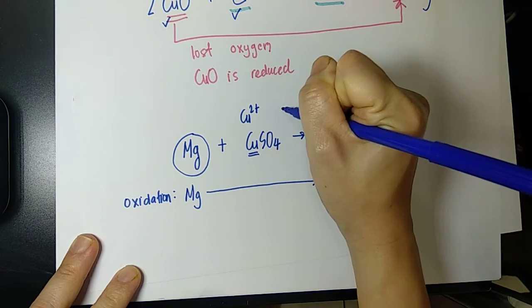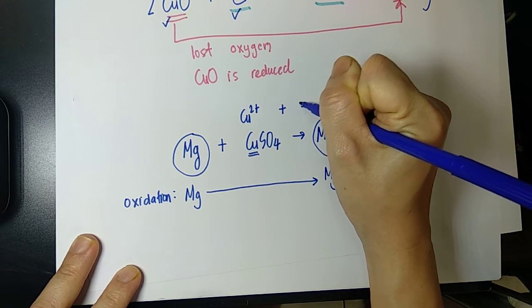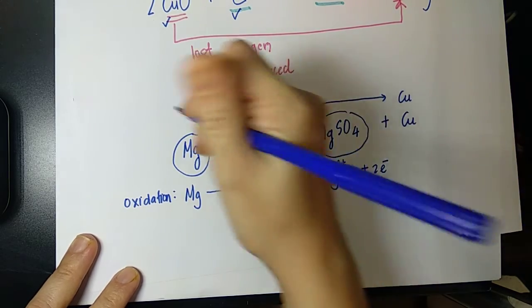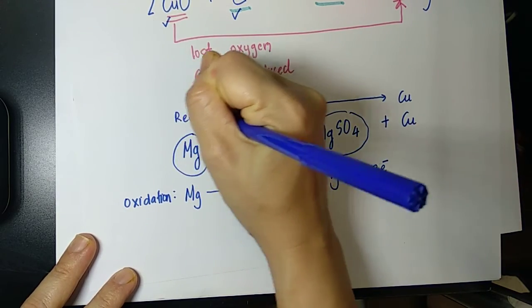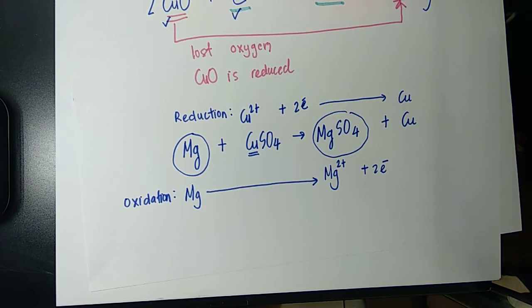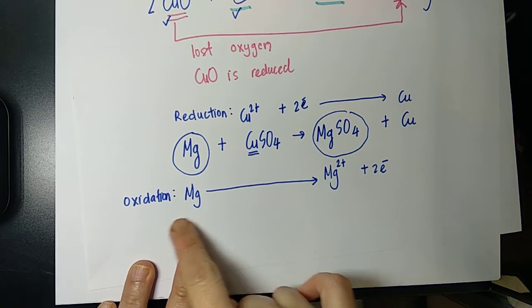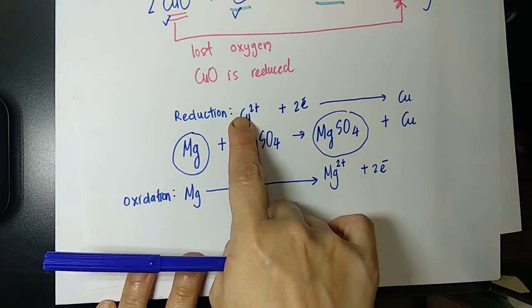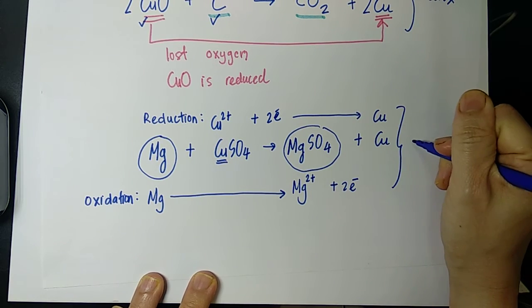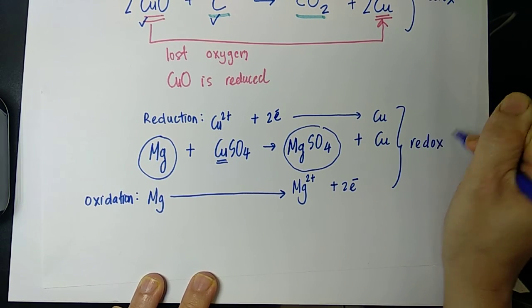In order for that to happen, the copper ion had to receive electrons to become copper. So we say that this is a reduction reaction. Okay, so oxidation is the loss of electrons, reduction is the gain of electrons. And because both of them happen at the same time, this is also a redox reaction.